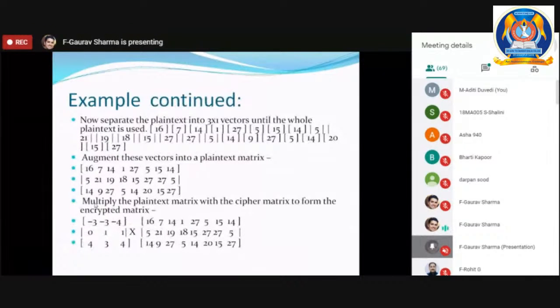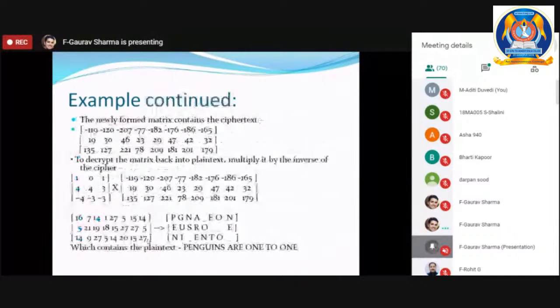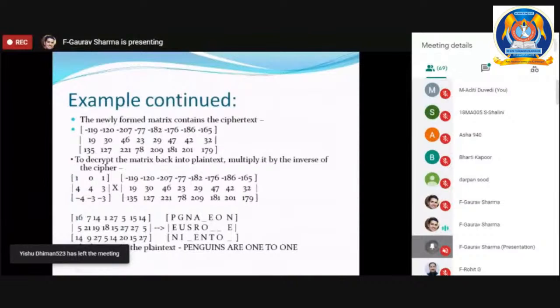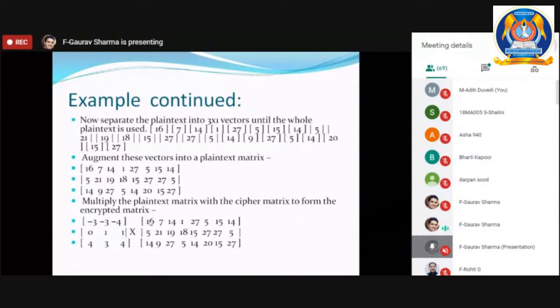Here also we have written this in vertical form. So whichever form you are writing, you will get in that form only. When we multiply by the inverse, we get it vertically only. So see, 16, 5, 14. You will get the same matrix. If you write it in horizontal form, then you will get it in horizontal form only.